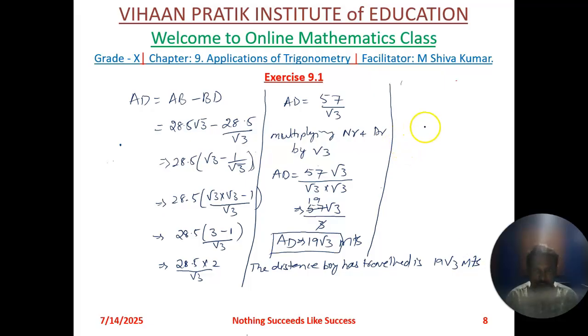If you want a more precise value, AD equals 19 into the value of root 3, which is 1.732. Now when you multiply this, you will get 39.9 meters. This is the answer.